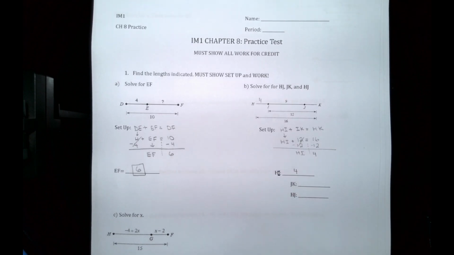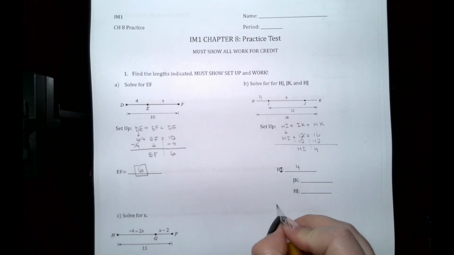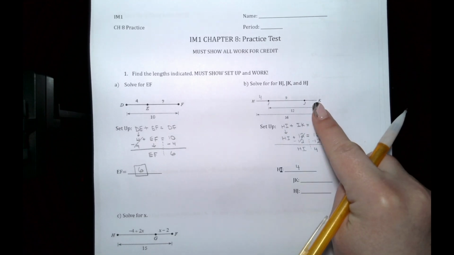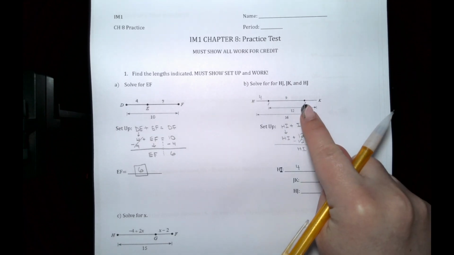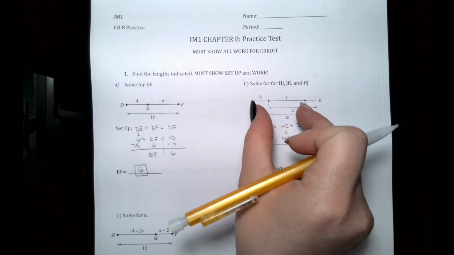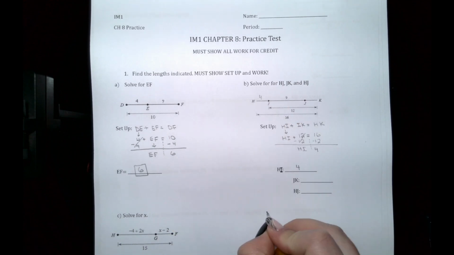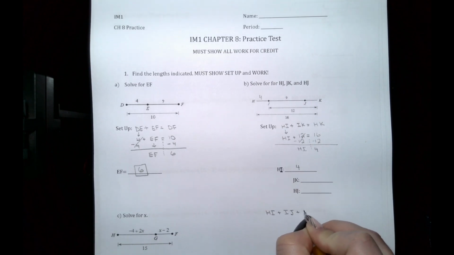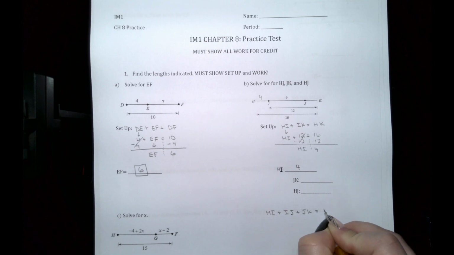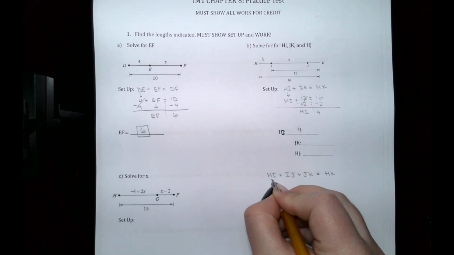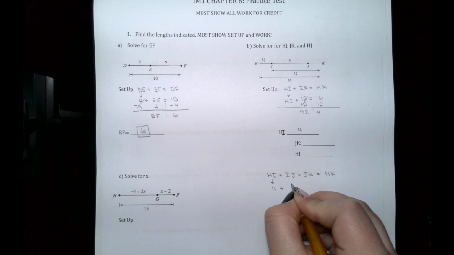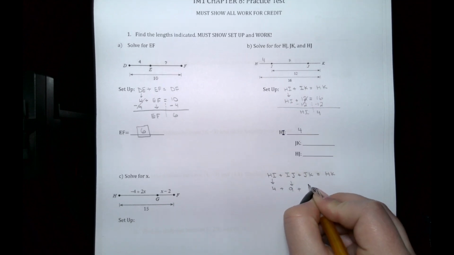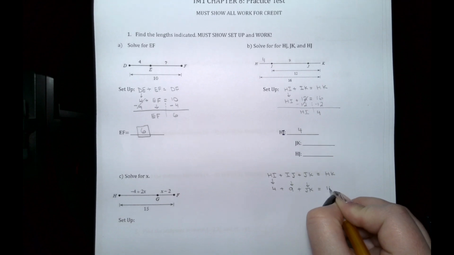Now that we know HI, I can continue with a different setup in order to find what JK is. So I can do my total segment addition postulate. So HI plus IJ plus JK is equal to HK. So this is our initial setup. HI is 4, IJ is 9, JK is unknown, so we keep it as JK, and HK was 16.